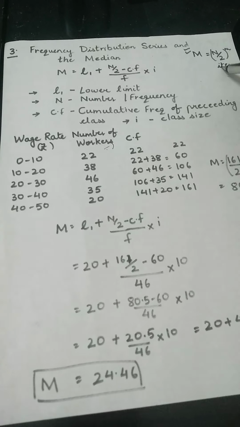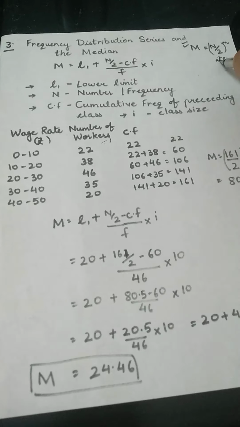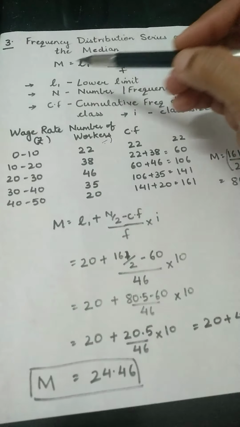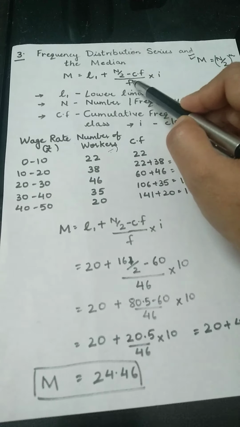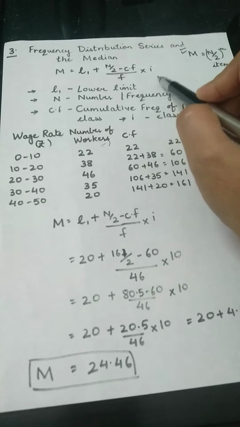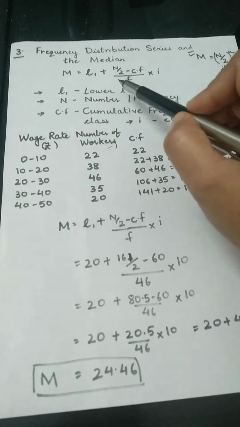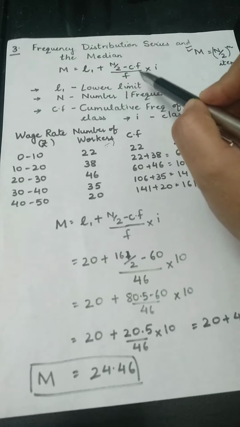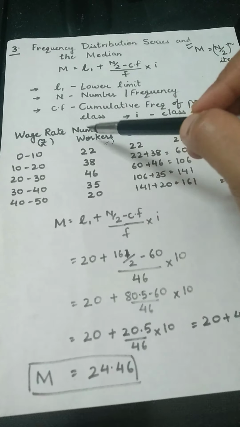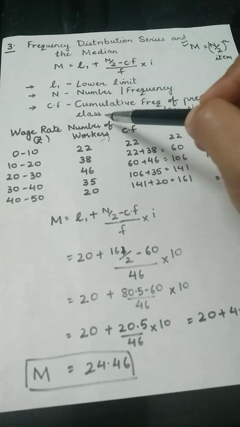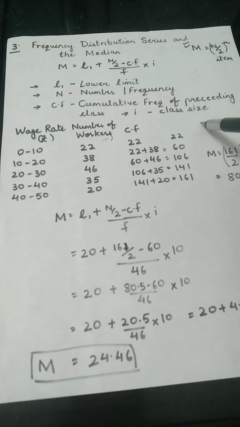After this, we will get the class interval or the class range in which our cumulative frequency will lie. After that, we have to use this formula: median is equal to L1 plus n by 2 minus CF, multiplied by i. L1 over here stands for lower limit. N is the number or the total frequency. CF is the cumulative frequency of the preceding class. The class which we will be taking, the class preceding to that, we will be considering the cumulative frequency of that class, and i stands for the class size.